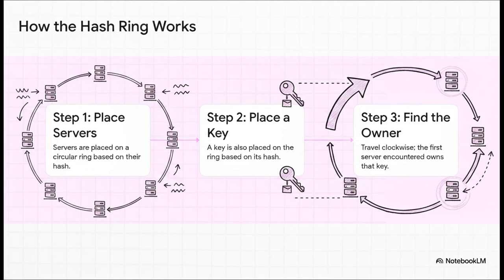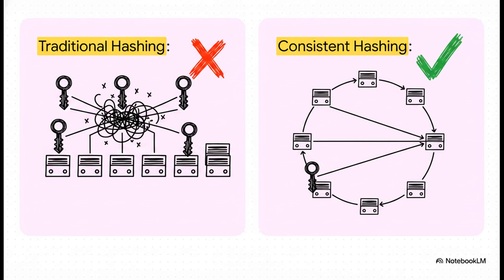Okay, so how does this ring thing actually work? It's beautifully simple. First, you take your servers, their IP addresses or whatever, and you hash them to find their spots on the circle. Then, when you want to store a piece of data, you hash its key to find its spot on the circle. And to find out which server owns that data, you just start at the data's position and walk clockwise until you hit a server. Boom, that's the owner. That's it.